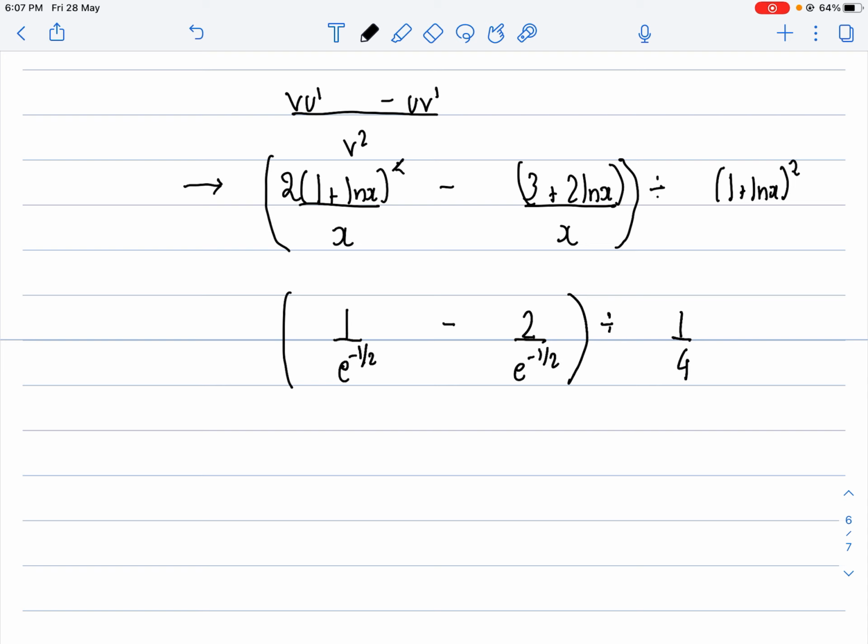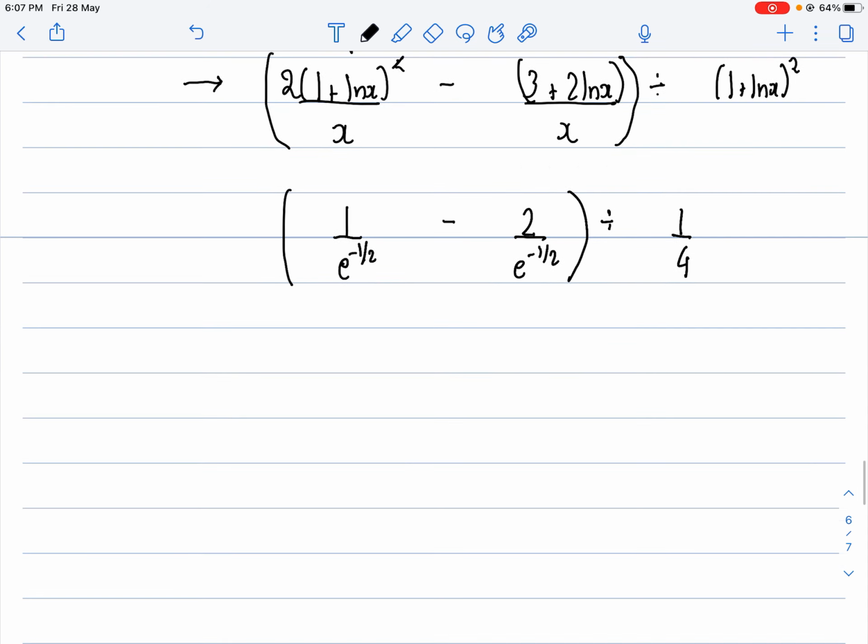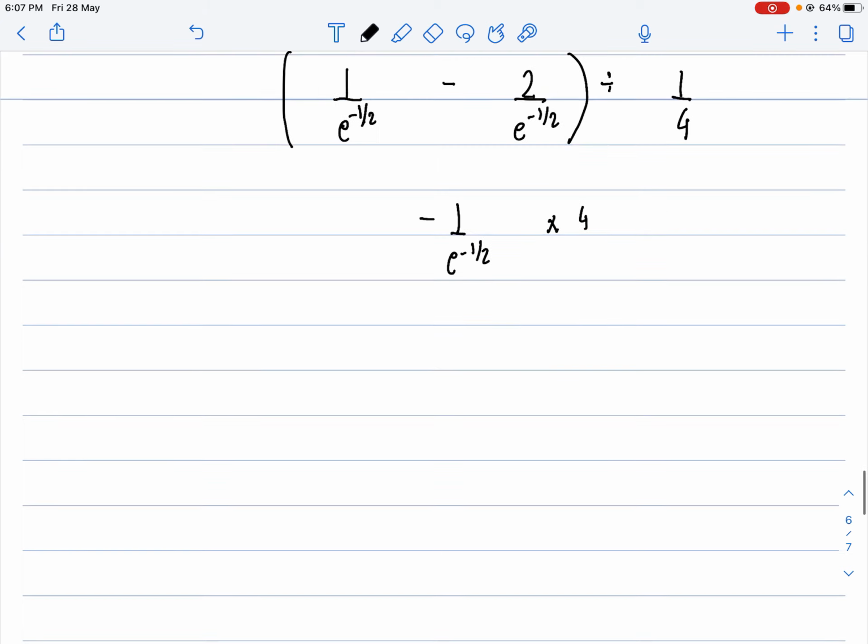So now I can write this as 1 minus 2, which is minus 1, e raised to minus half, into 4. So I can basically write this as minus 4 with e raised to half, because when I take e raised to minus half in the numerator, I can write this as minus 4 e raised to half, which is the final answer of the question.